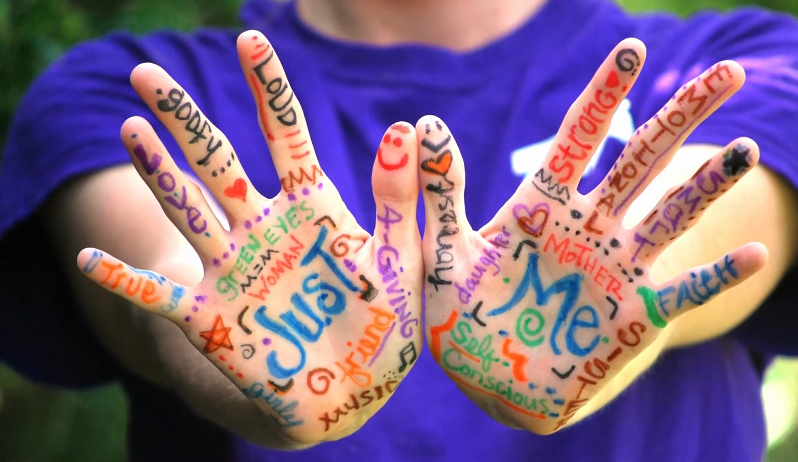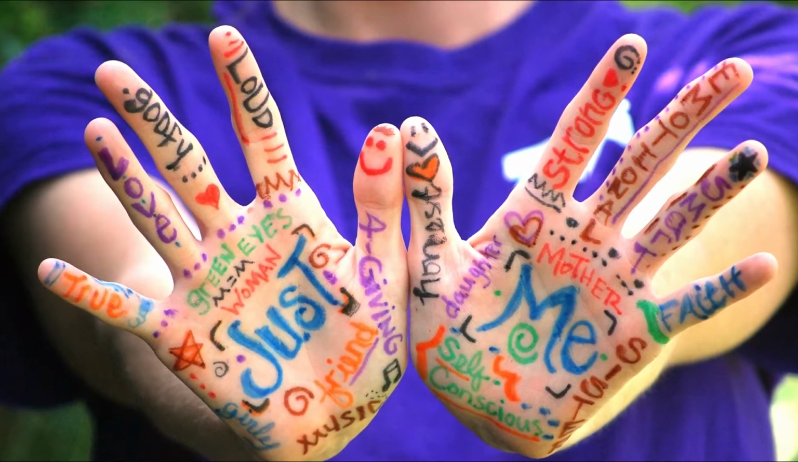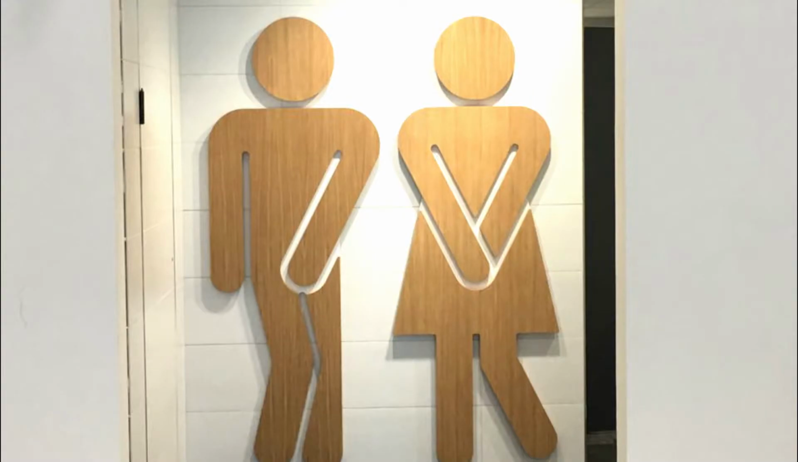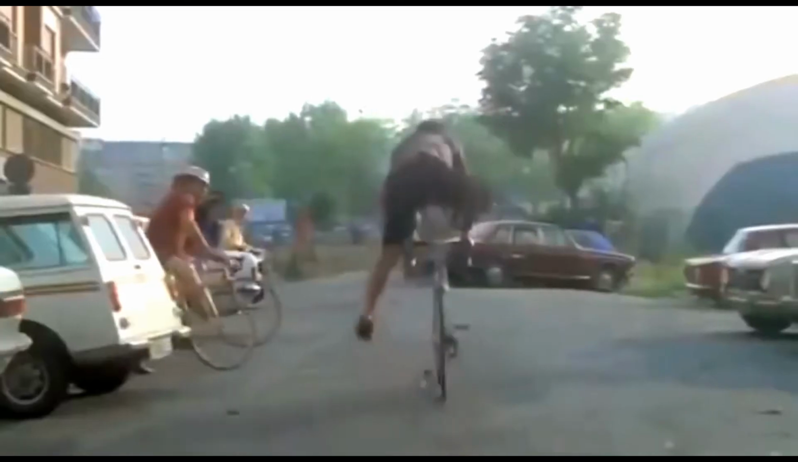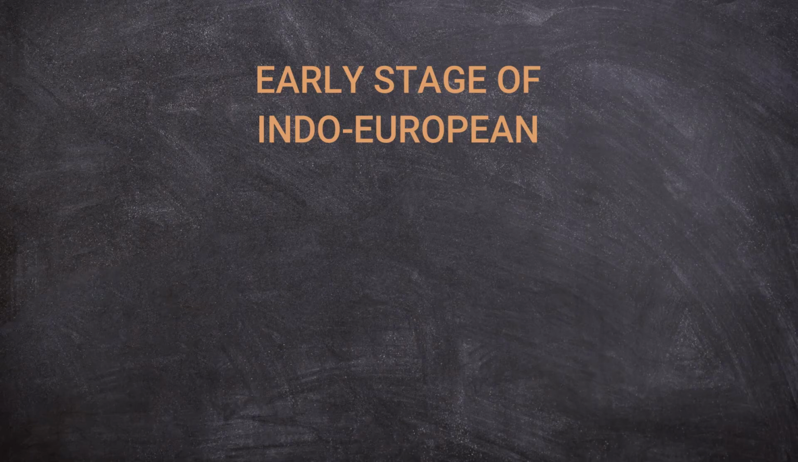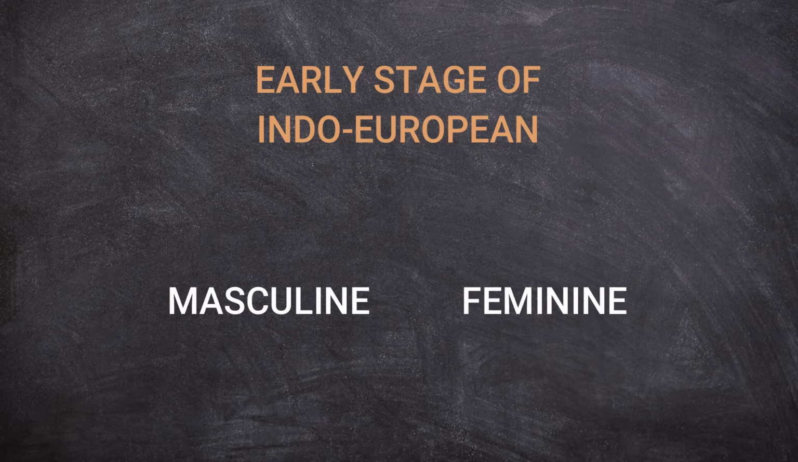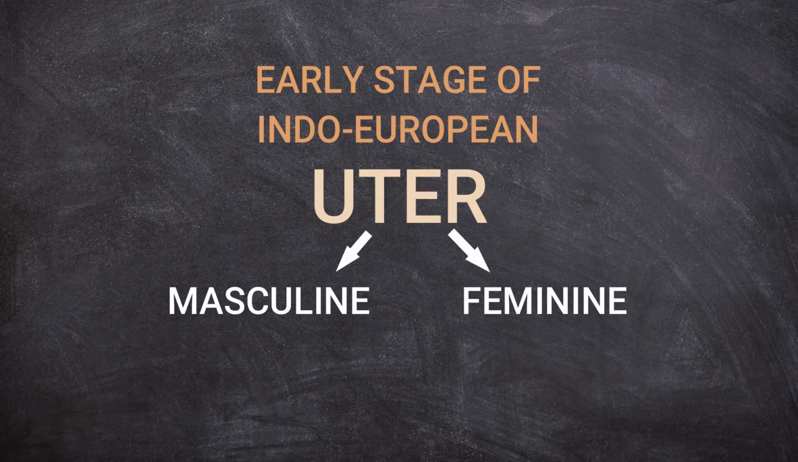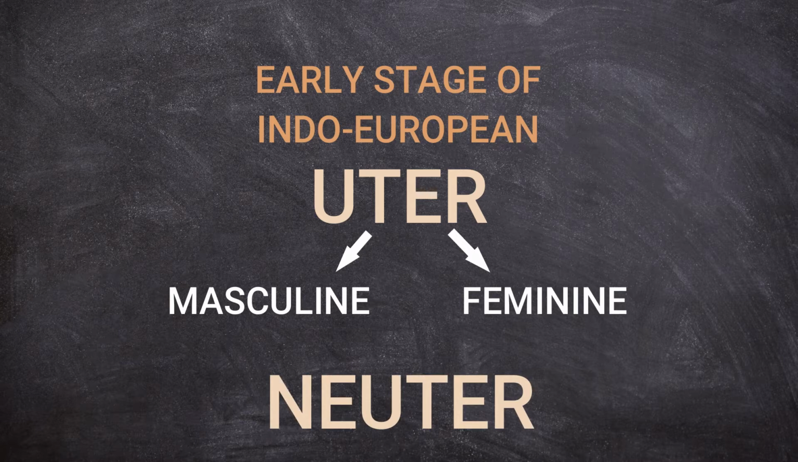These words could be declined in Indo-European according to their gender, that could be masculine, feminine or neuter. In an early stage of Indo-European, masculines and feminines most probably belong to a single gender category called uter, from Latin uter, meaning of either gender, while neuter, from Latin neuter, means of neither gender.